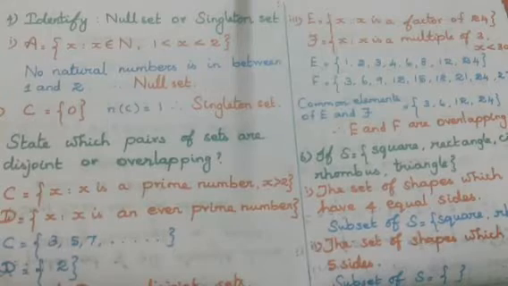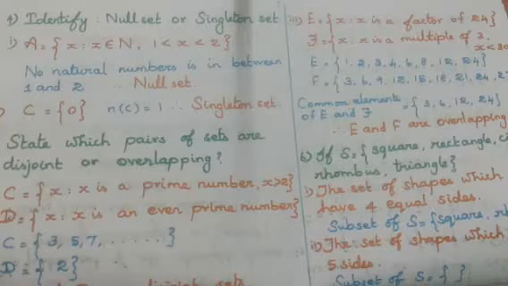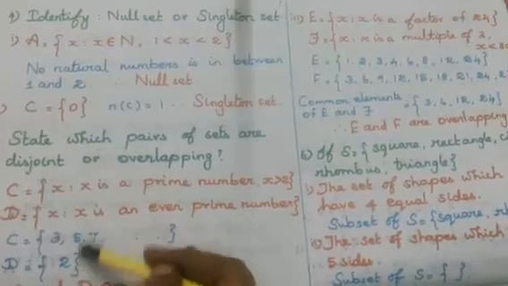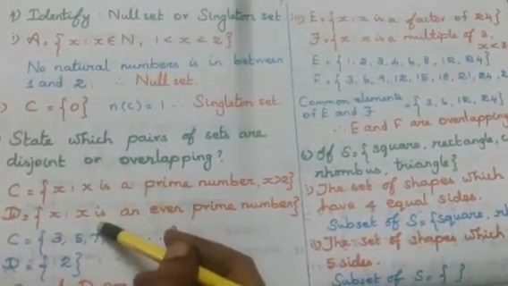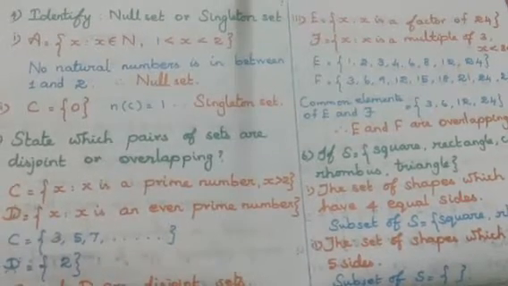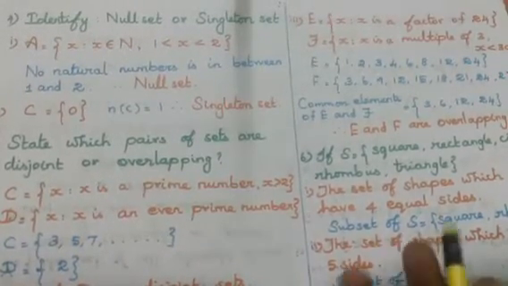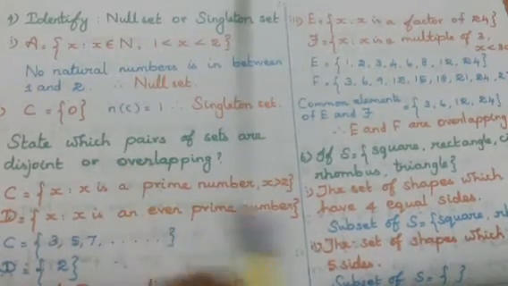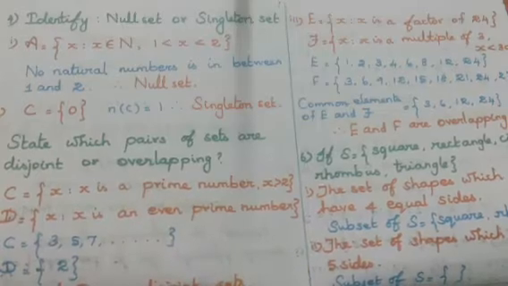What are the even prime numbers we have? We have only one even prime number, that is 2 only. So we put the set D is equal to {2}. These two sets, is there any common element we have? There is no common element in these two sets. Therefore C and D are disjoint sets. Do you understand? There is no common element. Since there are no common elements in both, it is disjoint sets.